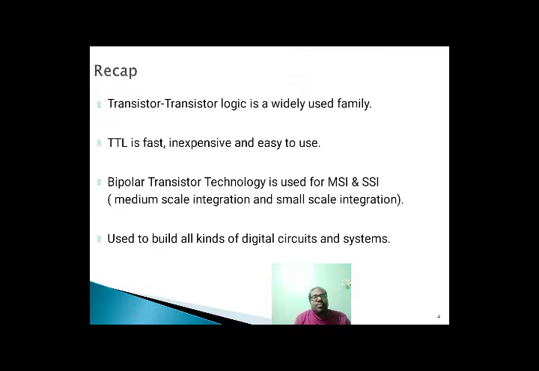I have told you the basic element of TTL circuits is the bipolar transistor, and this technology utilizes multiple emitter transistors. Multiple emitter transistors are used in TTL logic families. These two points you can also write in your notebook. Another one is also there: TTL is fast, inexpensive and easy to use. Okay, this is about TTL.